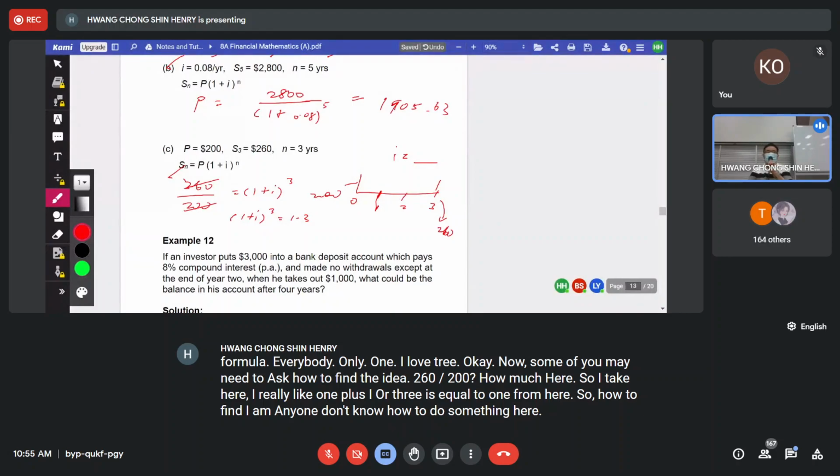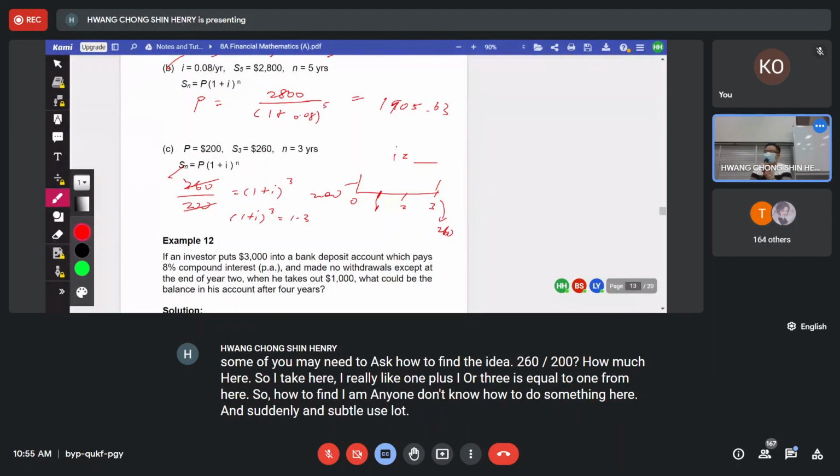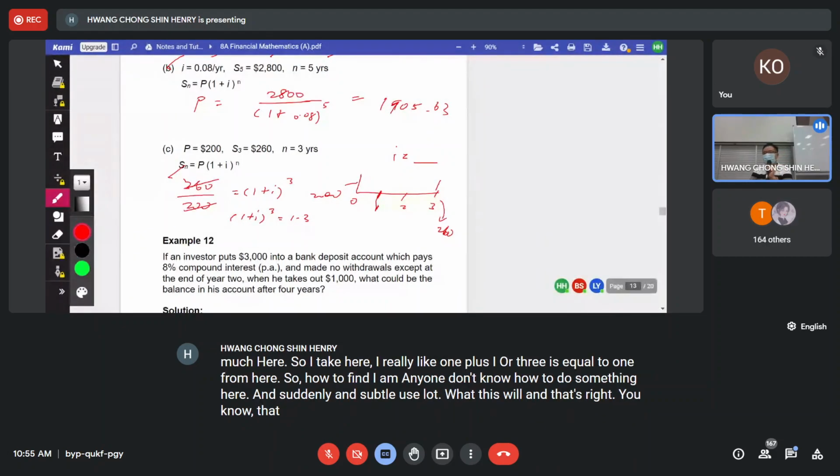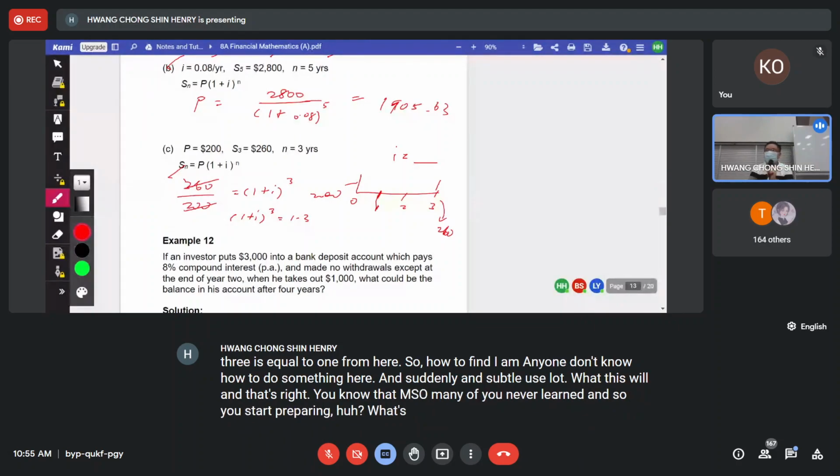When you start to use log, those of you who learn MS, right? Many of you never learn MS, so you start to panic. What's log? You see a calculator for log. No need log. Why you need log?